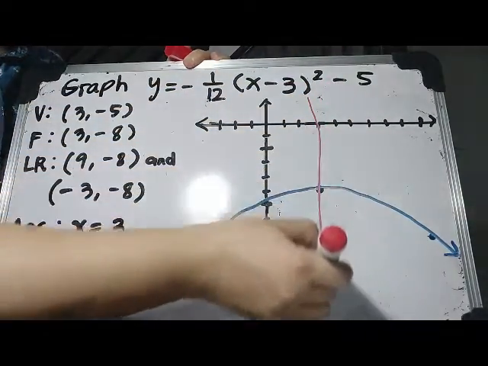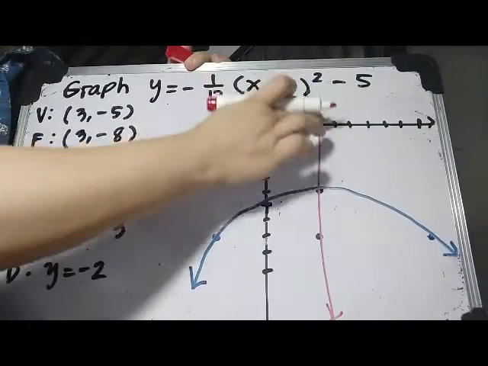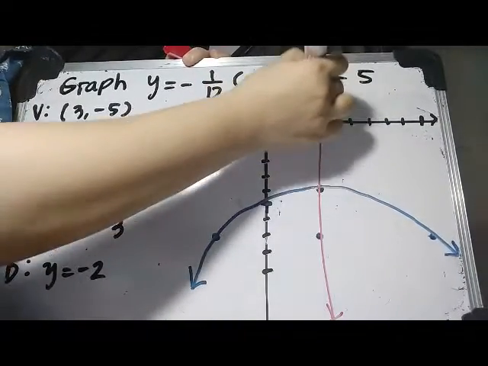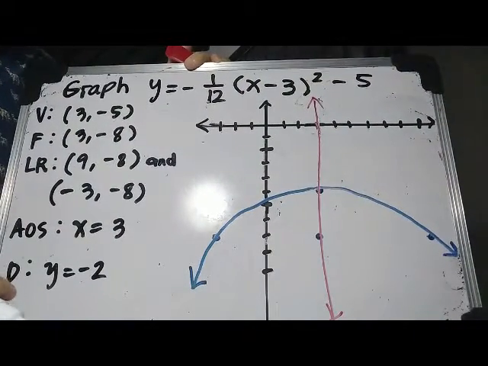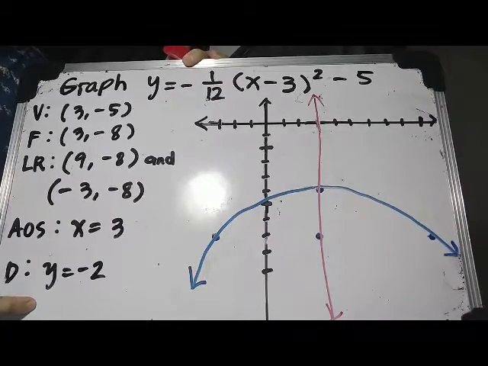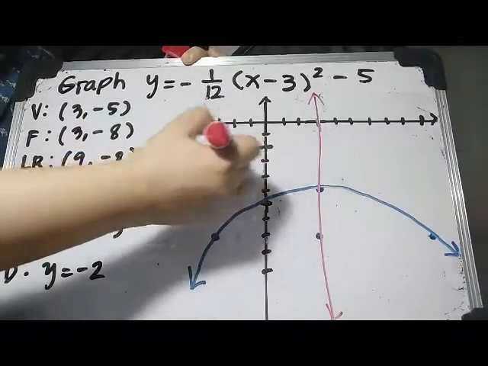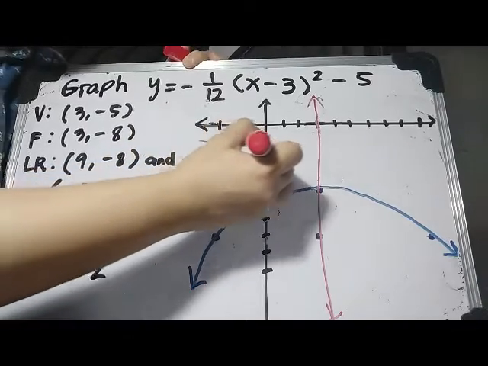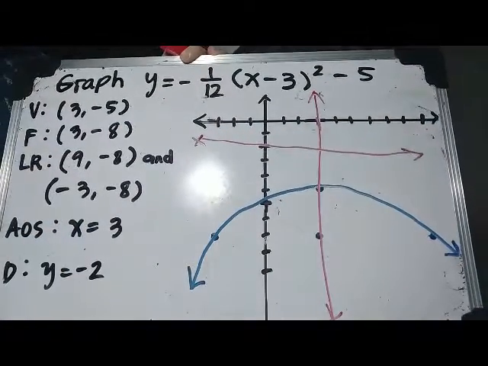Let's draw a line passing through it. As we can see, the axis of symmetry is actually a line passing through the vertex and the focus of a parabola. And then for the directrix, our directrix is y equal to negative 2. So let's go to the y-axis and draw a line passing through the coordinate negative 2. So it's right here. Okay, so that is our directrix.